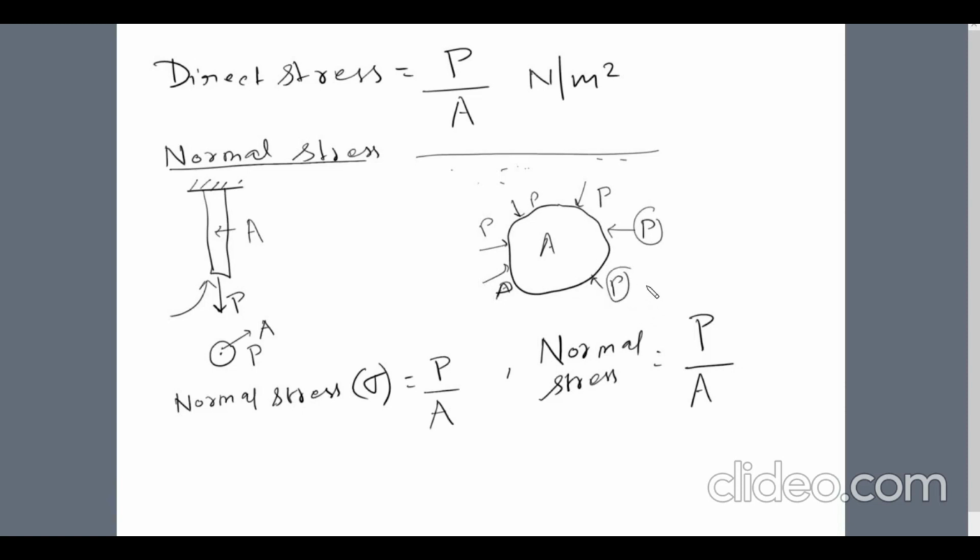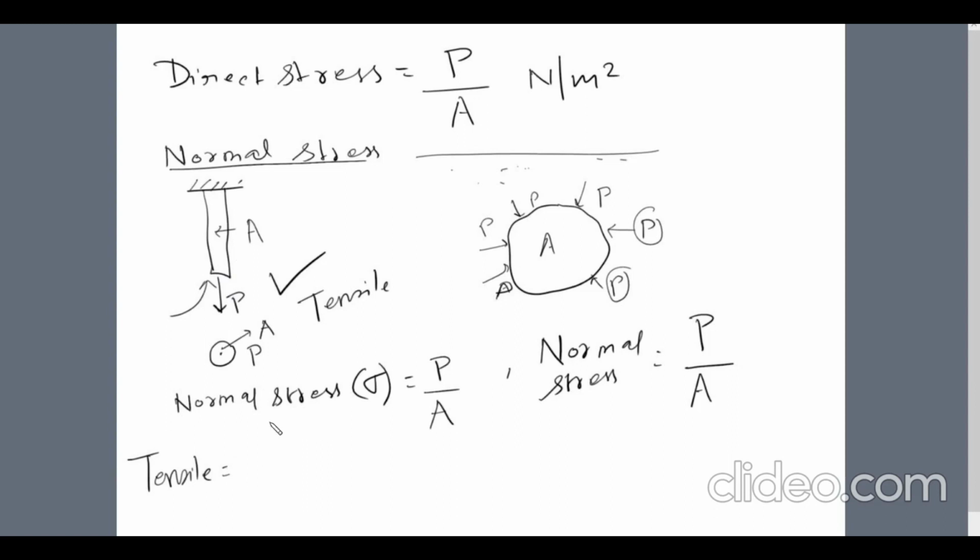Now normal stress can again be classified into two types. One is tensile and the other is compressive. So tensile normal stress is that stress which causes elongation in the body. For example, this is a case of tensile normal stress, because here we can see that this force P is trying to elongate the body. So this is a tensile normal stress.